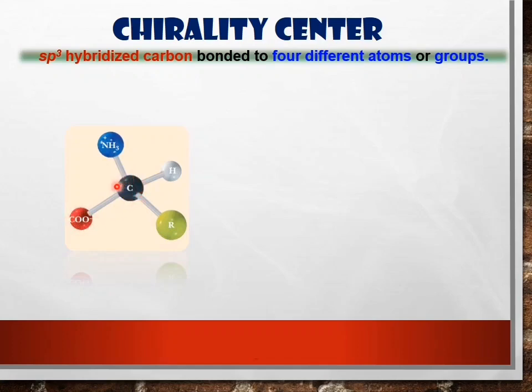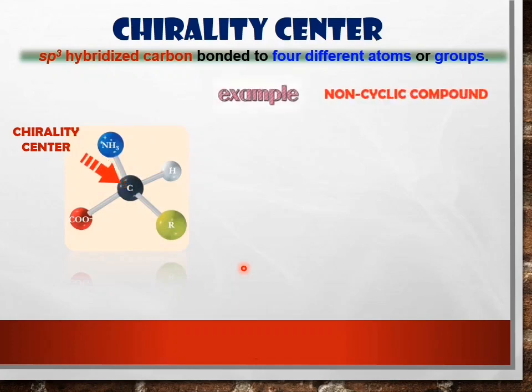So this carbon atom we call a chirality center because this carbon is an sp3 hybridized carbon. sp3 means it consists of 4 electron groups or is bonded to 4 different atoms or groups of atoms. So see, this carbon is bonded to 4 different atoms or groups of atoms. So this carbon we call a chirality center. Next, I'll show you examples of chirality center in non-cyclic compounds.